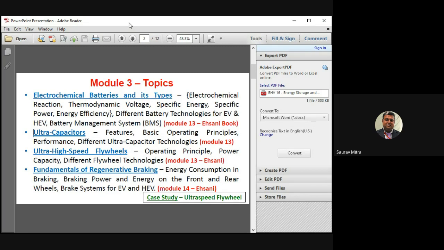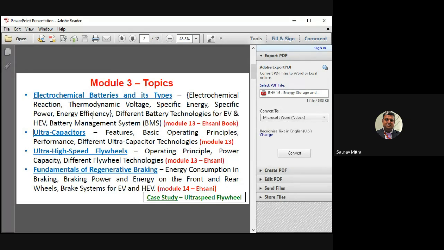There are two very important equations: one is called specific energy and the other is called specific power. These two definitions are very important. What is meant by specific energy? What is meant by specific power? What is meant by energy efficiency?